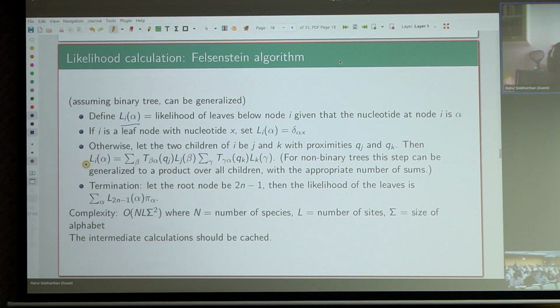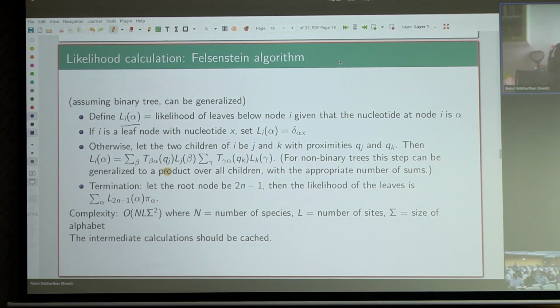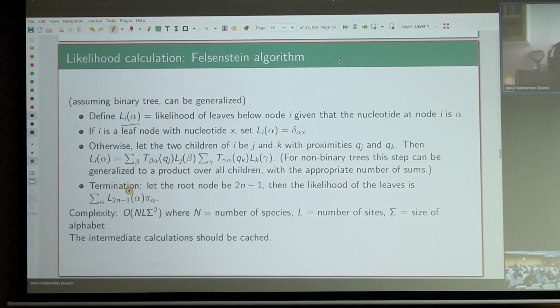So for any node alpha, it is the probability of transitioning to its children. This is for a binary tree. And so you can terminate it at the root node and calculate the likelihood of the full tree. So it's a very elegant algorithm. It's called Felsenstein's pruning algorithm.